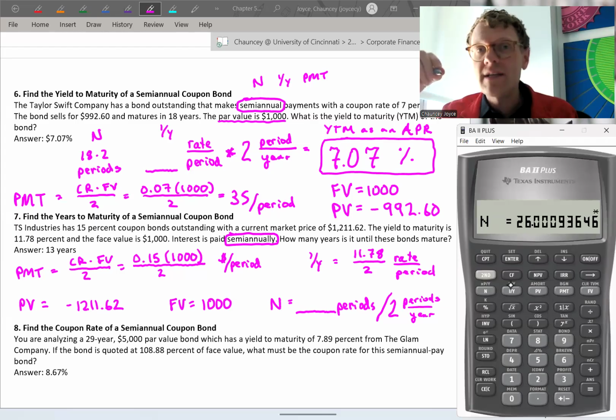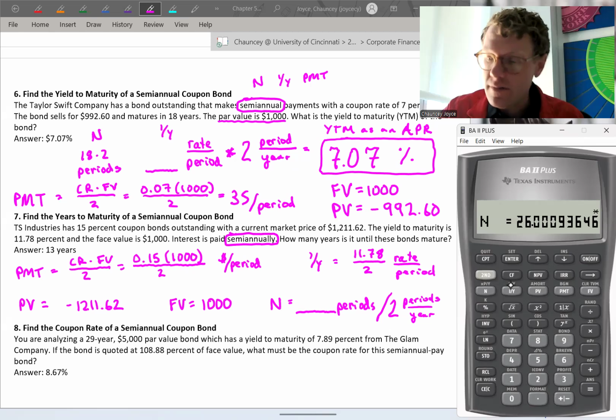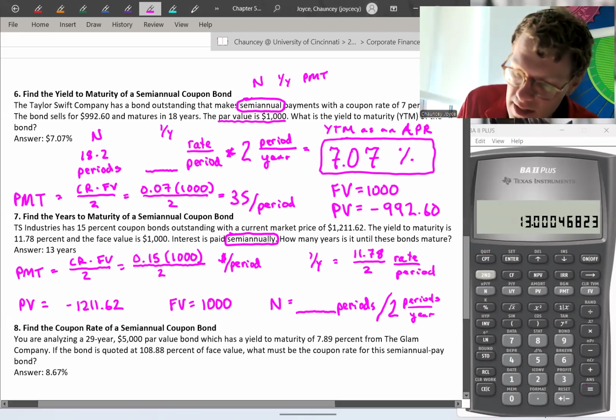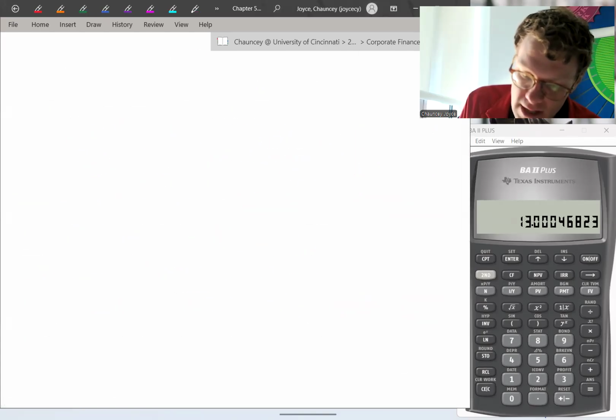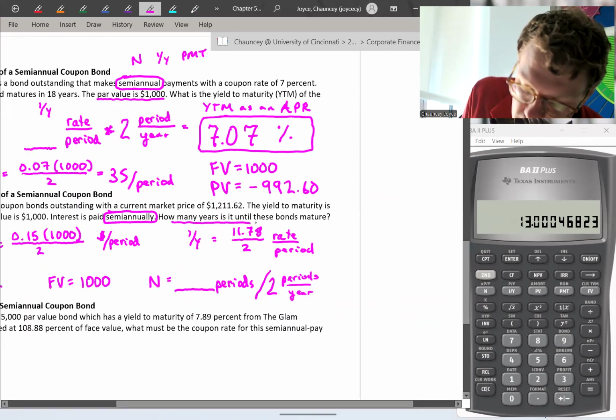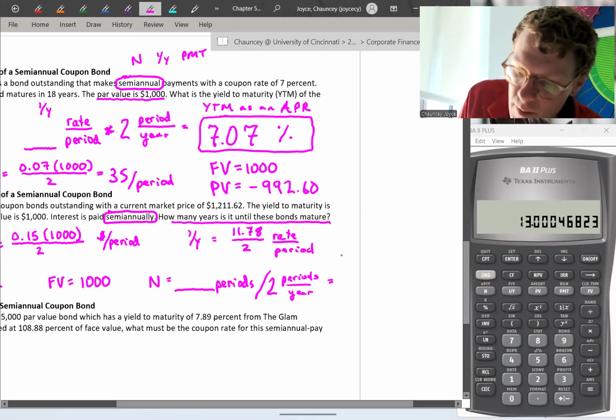So if there's 26 6-month periods or semi-annual periods, you divide by 2 to get that into number of years. So go divide it by 2. That's 13 years. And that's what the question asked for, is how many years until these bonds mature, not how many periods until they mature.